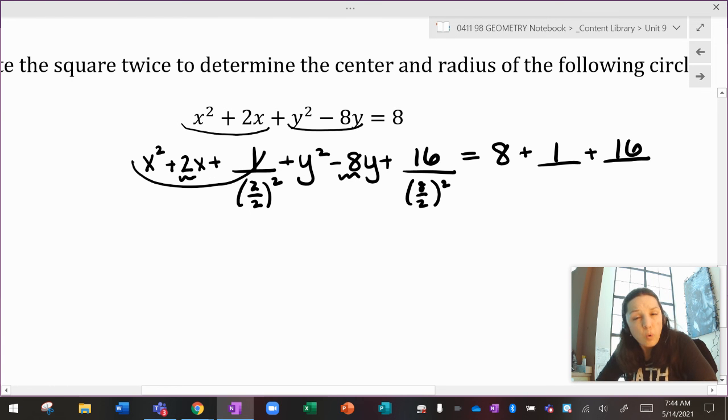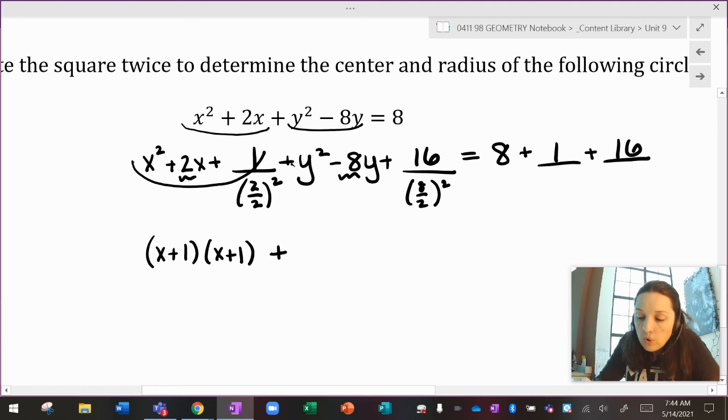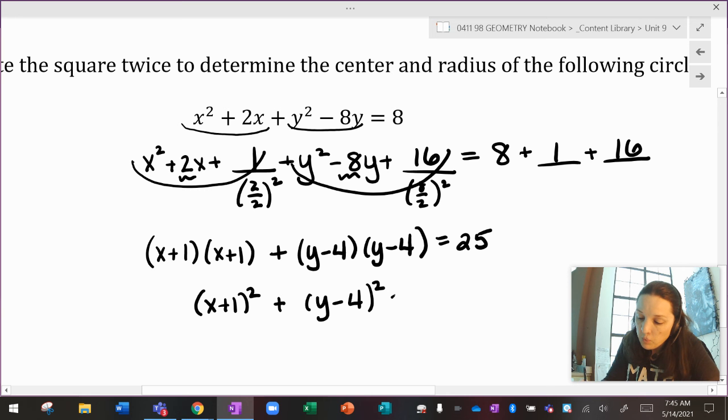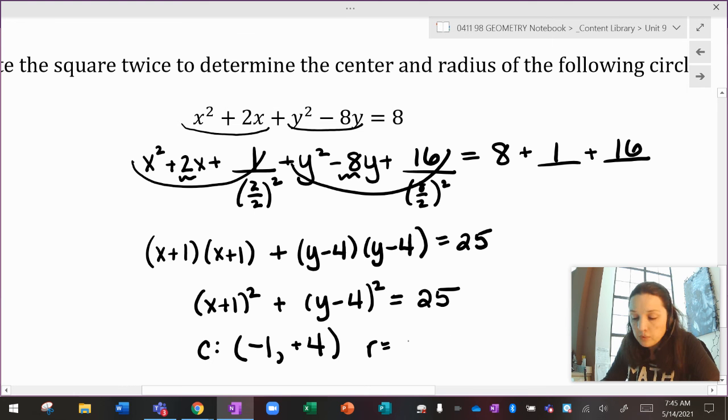What two numbers multiply to 1 and add to 2? 1 and 1, of course. What two numbers multiply to 16 and add to negative 8? Negative 4 and negative 4, okay. And 8 plus 1 plus 16 is 25. I have (x plus 1) squared and (y minus 4) squared. And so my center is (negative 1, positive 4), and my radius is the square root of 25, which is 5.